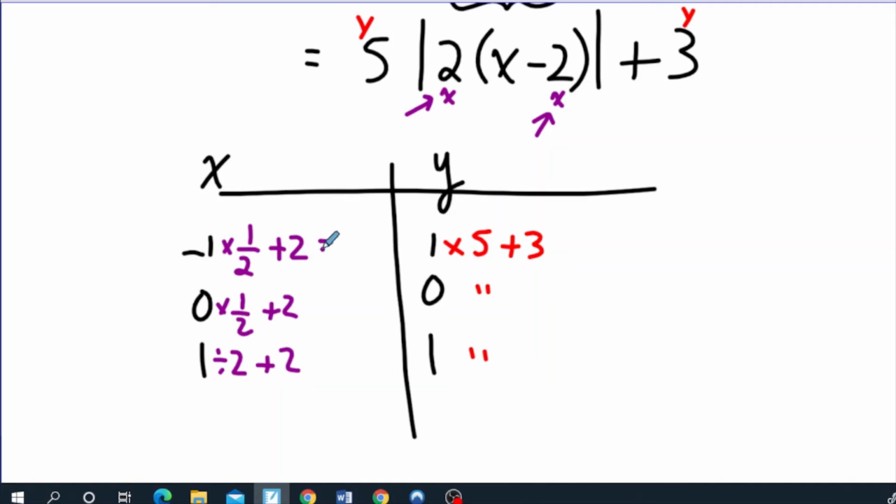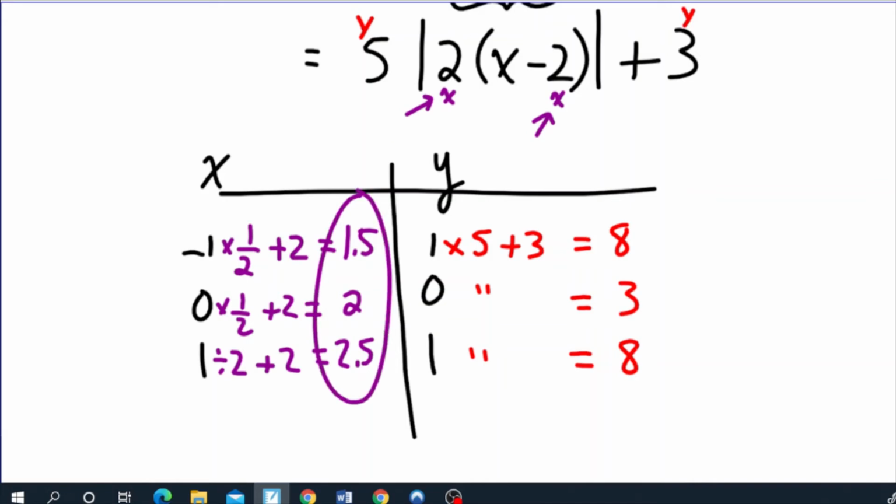So for our new x values, we've got negative 1/2 plus 2. Well, that would be 1.5. And I'm just going to use the decimal value here because it's a little bit easier to manipulate, but you could definitely write it as a fraction if you want. 0 times 1/2 plus 2 is 2, and 1 divided by 2 plus 2 is 2.5. So that is moving to the right by 2, but then also having it compress, right? And then for our y values, we've got 1 times 5, which is 5. 5 plus 3 is 8. 0 times 5 is 0, plus 3 is 3. And 1 times 5 is 5, plus 3 is 8. And those would be the points that we would now plot to get our transformed graph.